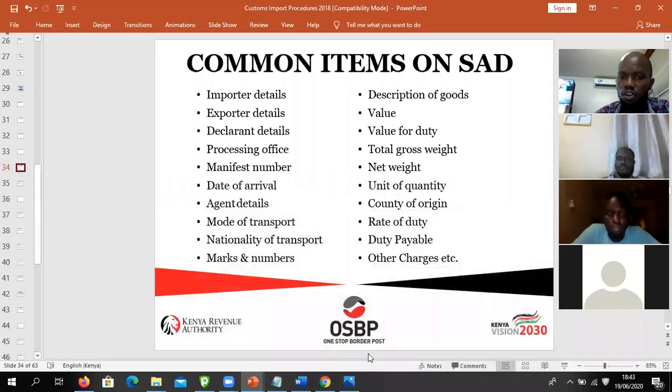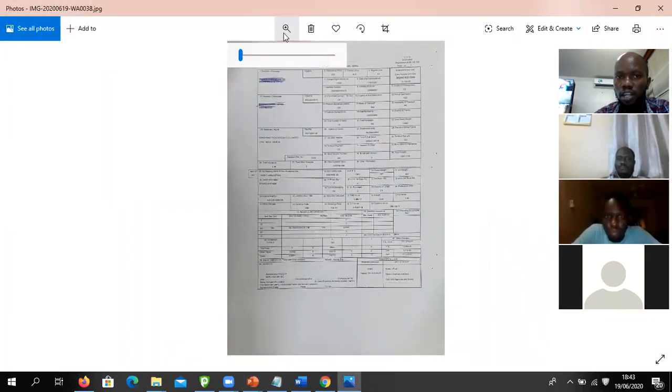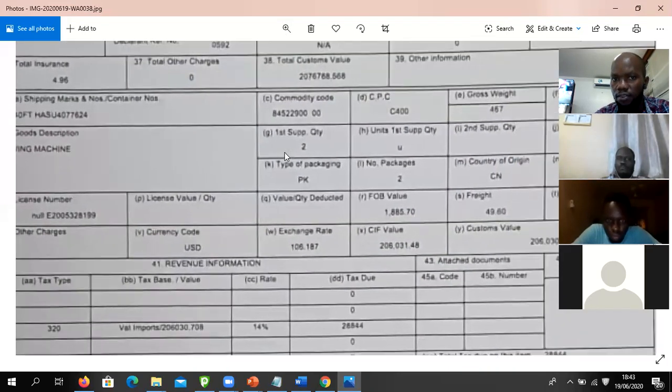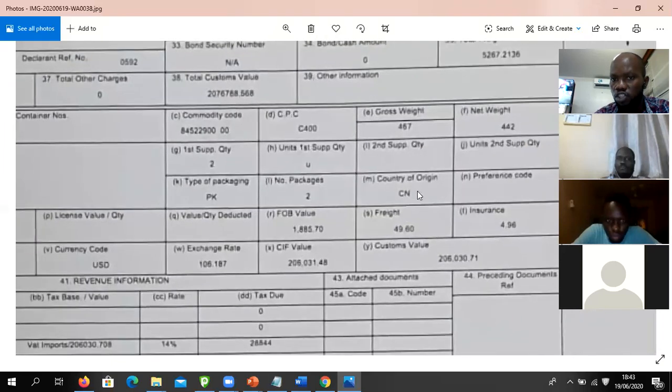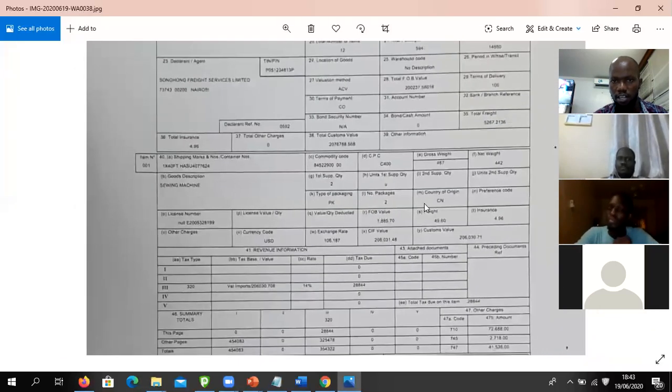Then we have country of origin. I'd shown you the country of origin. It was somewhere here next to the item itself. Country of origin being China in this particular case, CN. Let me show you country of origin. Are you seeing country of origin here? Under item 1.